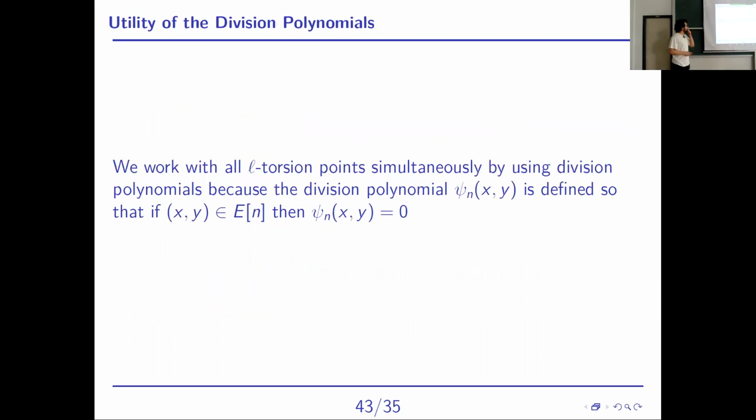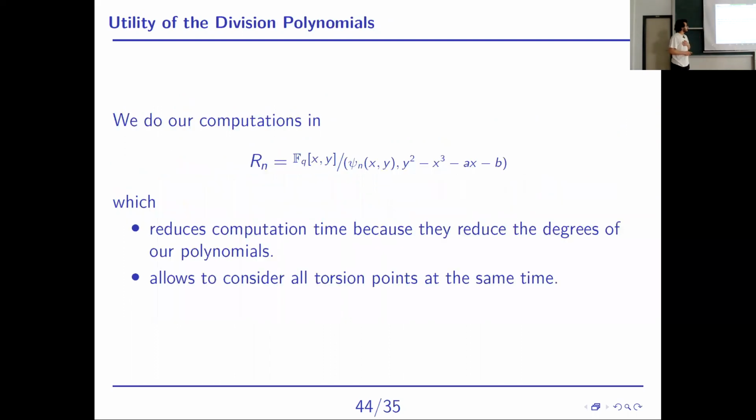What do torsion polynomials do? They, as I said, keep track of the torsion data. And how do we use them? Now we have the polynomial ring with 2 variables x, y over the field Fq. When we divide that by the equation of the elliptic curve and the N torsion division polynomials, we get a ring in which we have significantly reduced the degrees of our polynomials, which improves the computation time. And also each Rn keeps track of the N torsion data via the division polynomial.